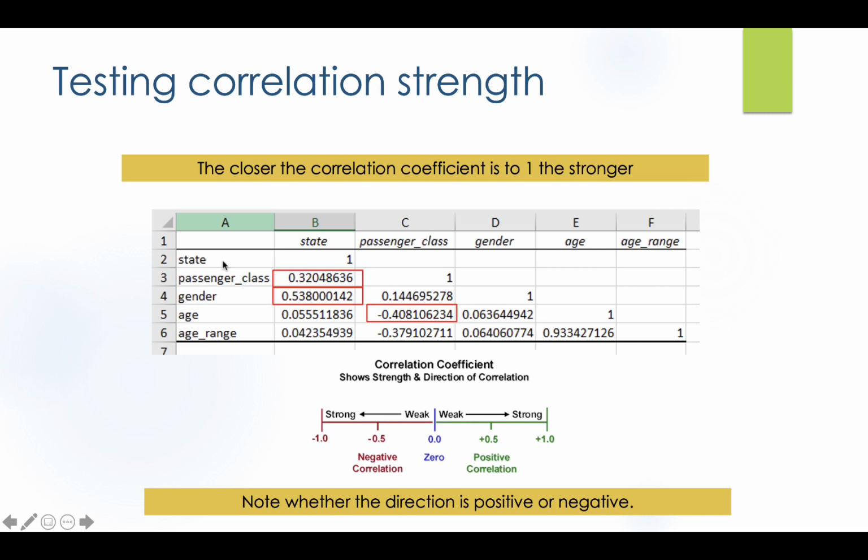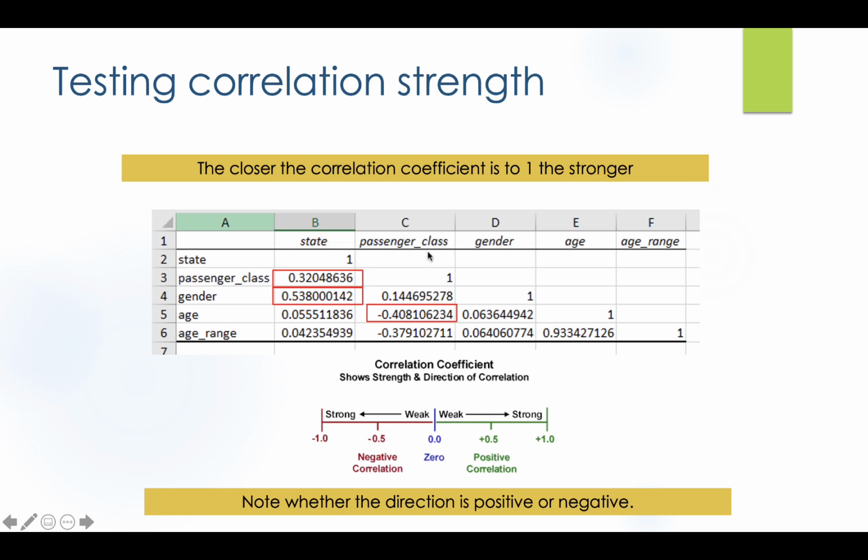So remember, state is whether they lived or died. Passenger class is whether you are first, second, or third class. Then gender, male or female, age, and age range. I don't really use age range here because it's hard to do in a correlation analysis. So we're going to look at age. Our dependent variable is whether or not somebody lived or died. When you're looking at a correlation table, it takes your dependent variable, or outcome variable, and it should have a correlation of 1 because it's 100%, right?